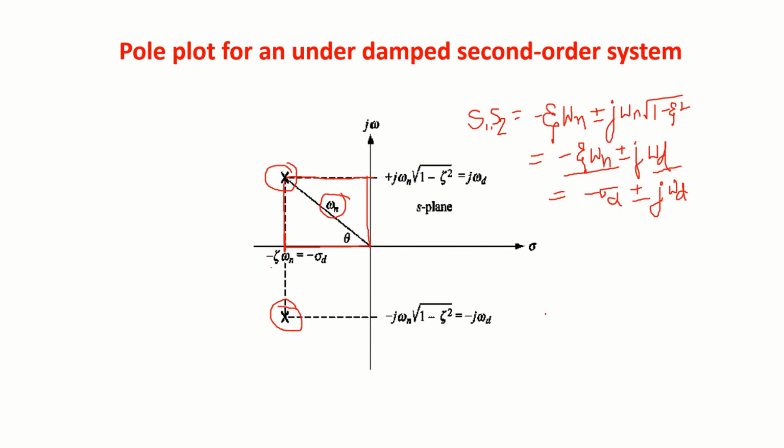So let us understand that now. Suppose I write cos theta is equal to zeta omega n by omega n. So cos theta represents zeta. Correct now? Or zeta is equal to, I can say, cos inverse theta.